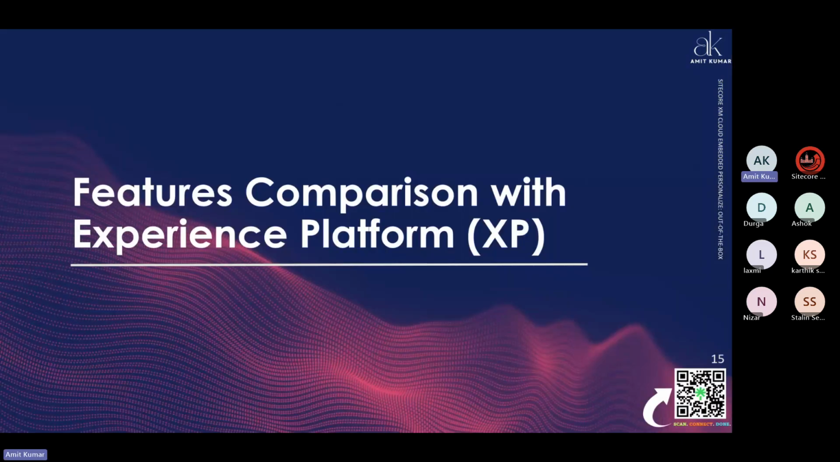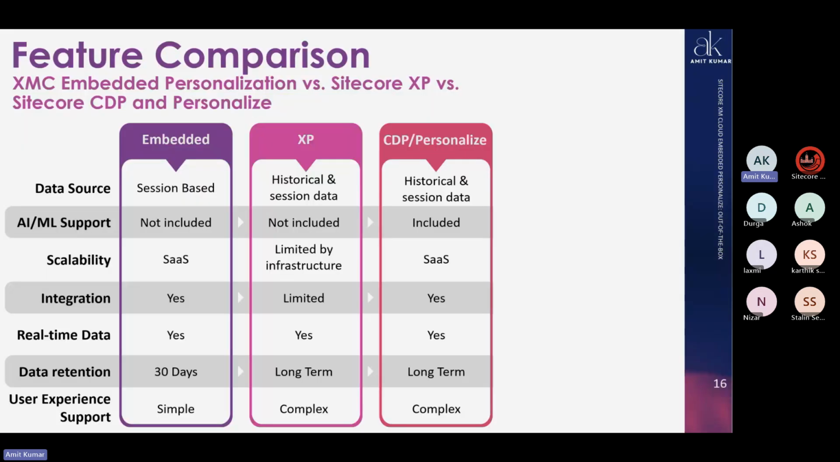So now the feature comparison. Here I have tried to explain the difference between embedded XP and CDP and personalize. The data source in embedded is session based, but in XP and CDP it is historical. AI/ML support is not there in embedded and XP, but now you have Sitecore Stream, right? So I have to update this. You can utilize that, and CDP and personalize will have AI/ML support, because when you are using the full-fledged CDP and personalize, you are getting dynamic segmentation of the user.